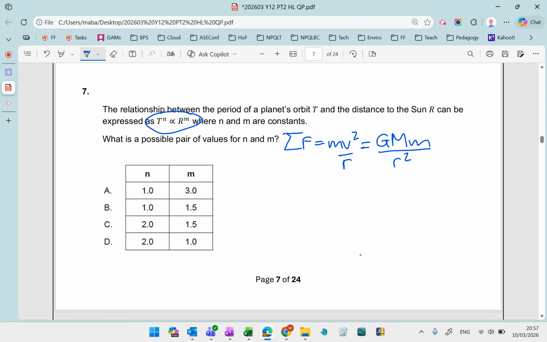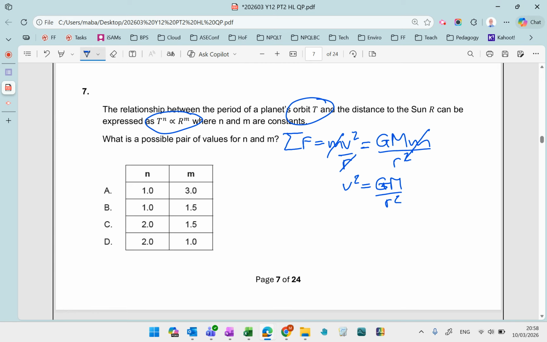All right, so I can simplify this down a little bit. I can cancel out the m's, I can cancel out that r with one of those r's. So now we've got v squared equals GM over r. That's made things a little bit simpler for us. But you can see that v's not going to help us out, right? We need to turn that v into a T somehow.